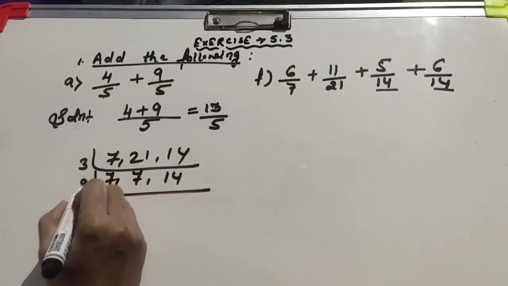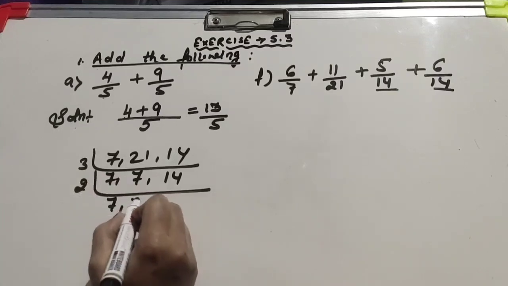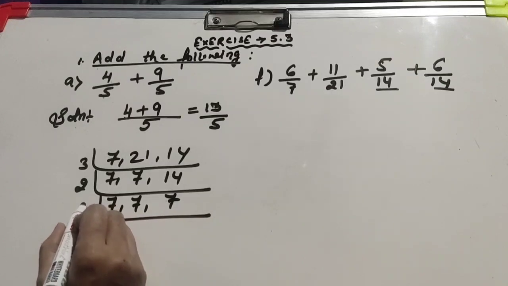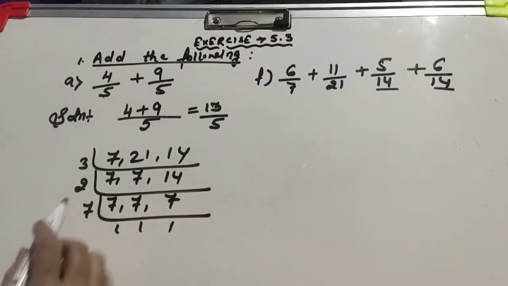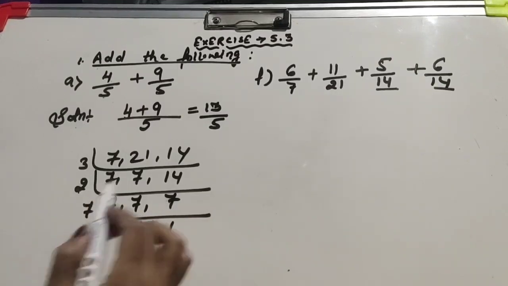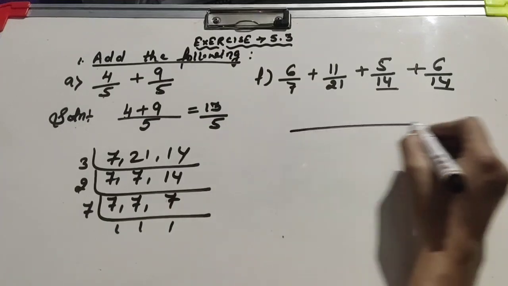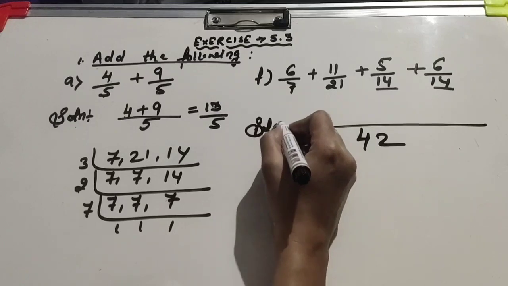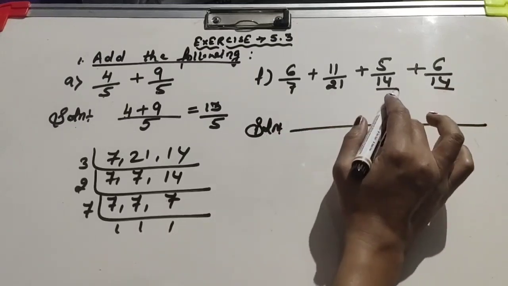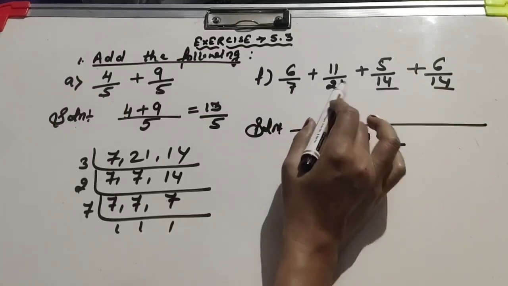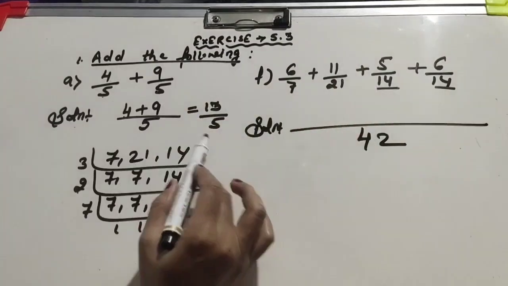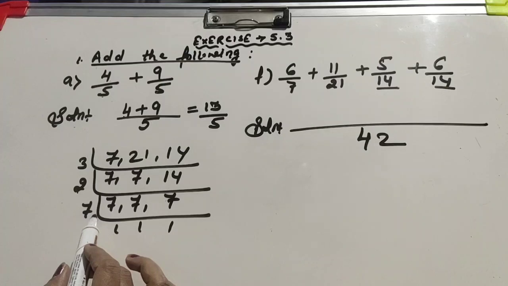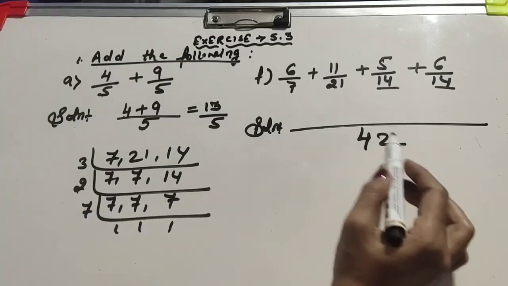Again go with the 2 table. 7 is not possible to divide, 2 7s are 14, and we will write here 7, 1 7 is 7. So 3 2s are 6, 6 7s are 42. Our LCM should be 42. Understood? These two are the same, so we will take 1. So 7, 21 and 14. First of all, we will take the LCM. So 3 2s are 6, 6 multiplied by 7, 6 7s are 42, is our LCM.